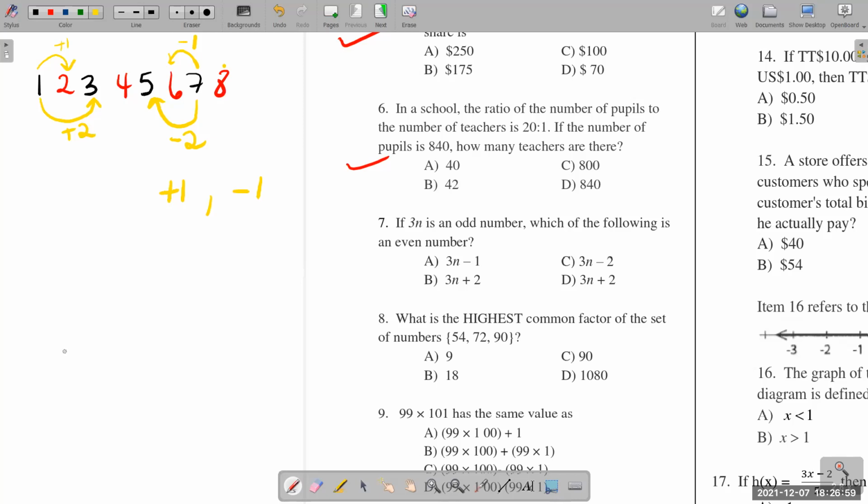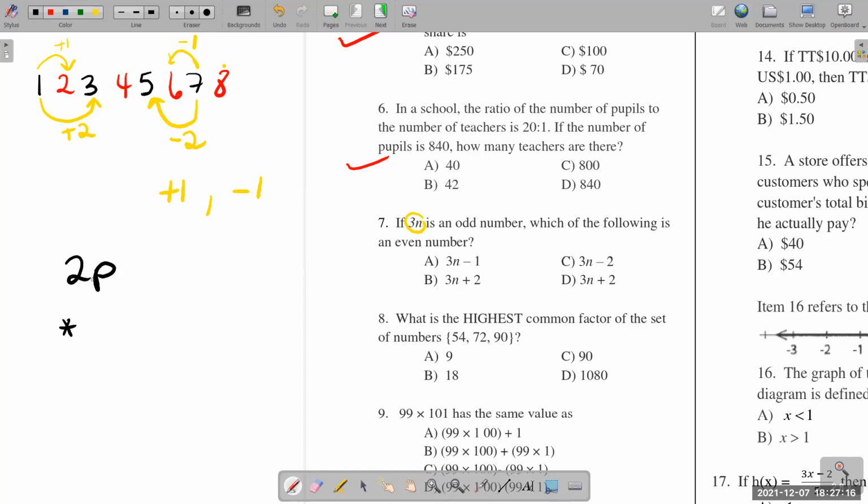Everybody see that? It doesn't matter what they tell you the even number is. So let's look at the next example. Suppose I say an even number is 2p. What is the next even number? You only got 2 options.